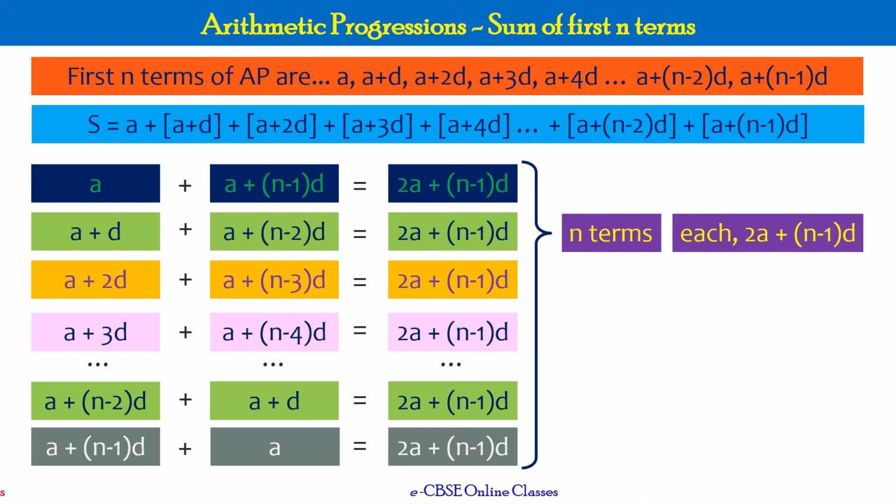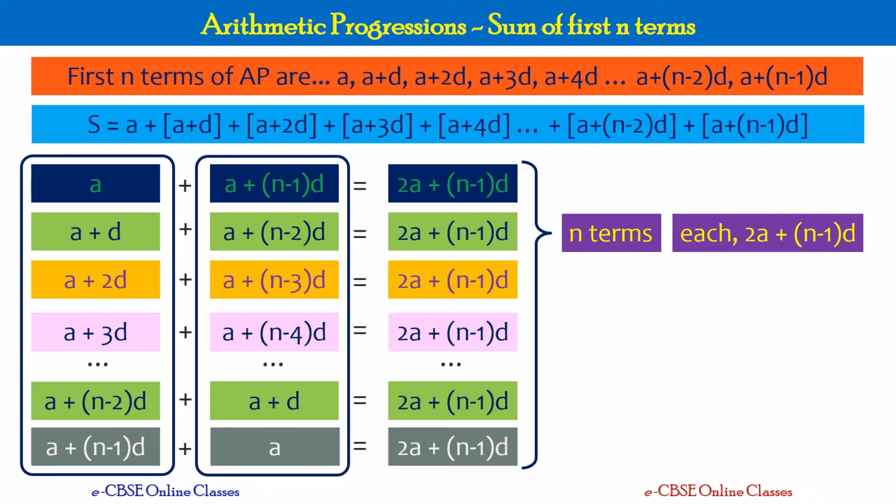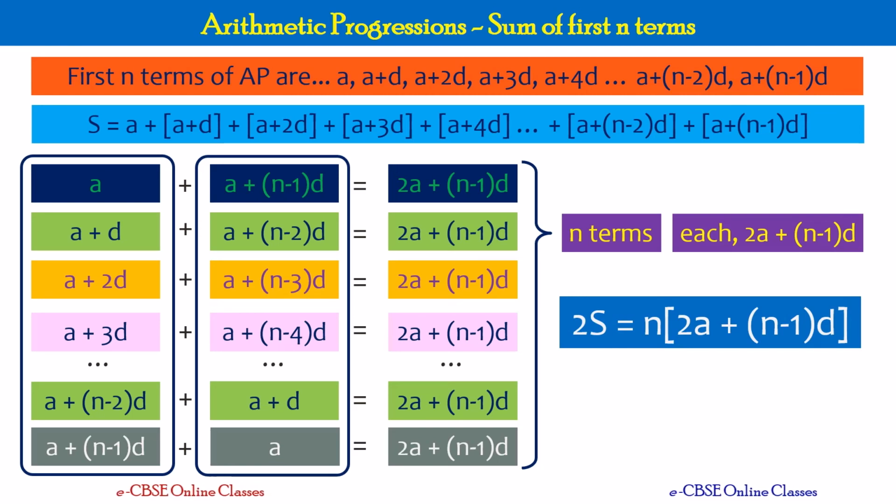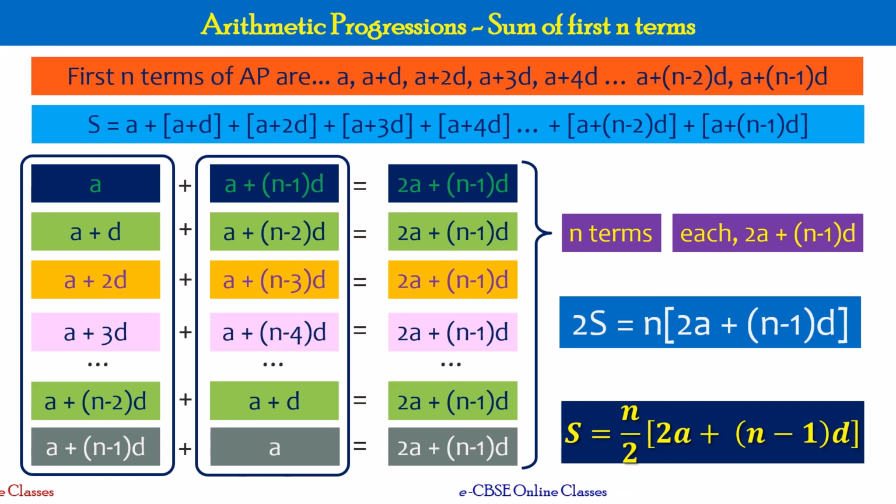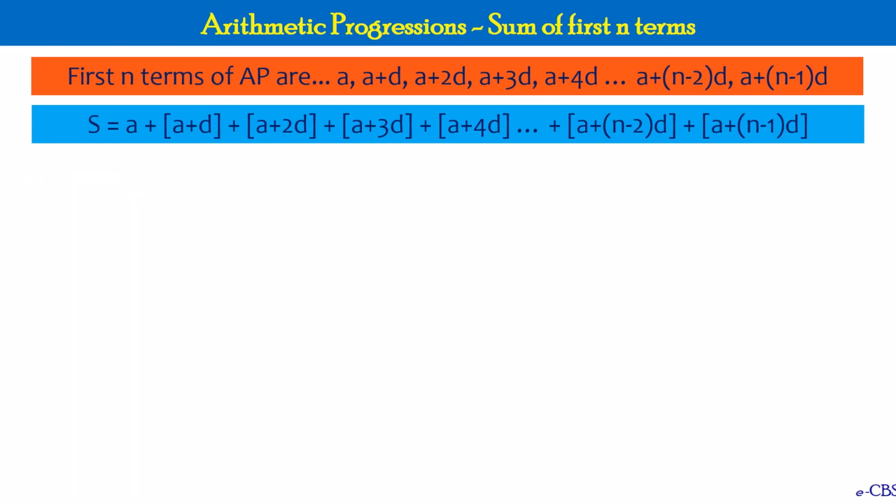But here what did we do? We counted the total two times. So this is first and this is second. So when we have the n terms each with 2A plus n minus 1 into D, sum of these will be basically 2 times of S. So 2S is equal to n times 2A plus n minus 1 into D. So S will be half of that. So that is n by 2 into 2A plus n minus 1 into D. So we got the formula for sum of the first n terms here.